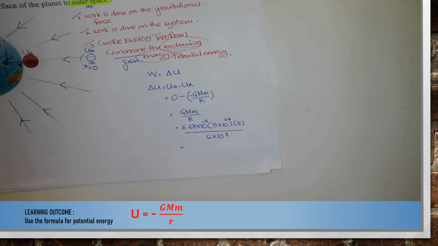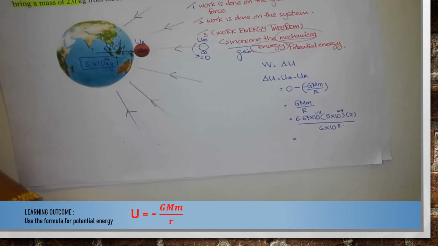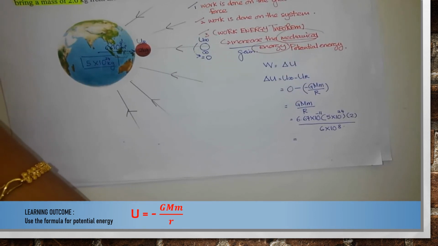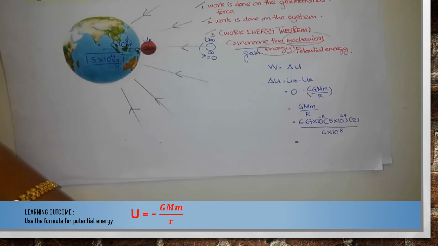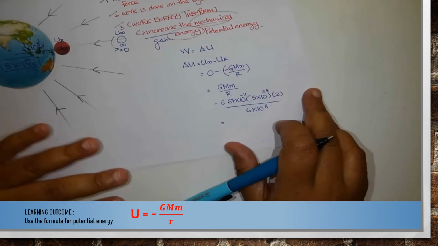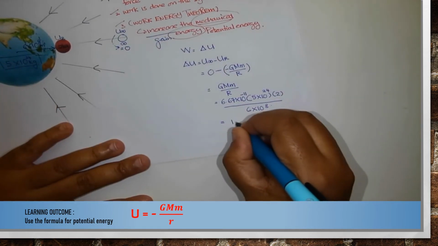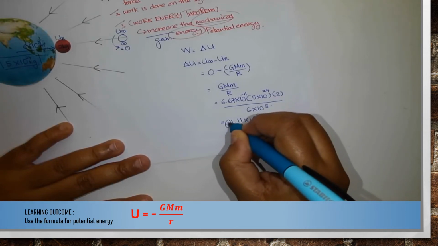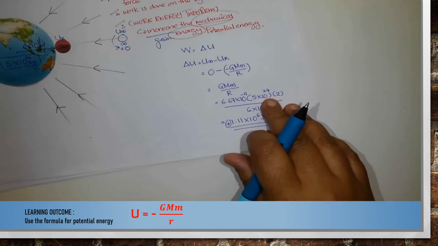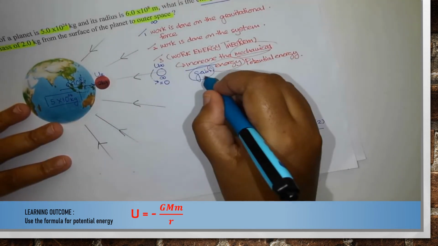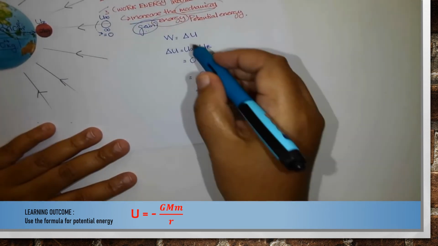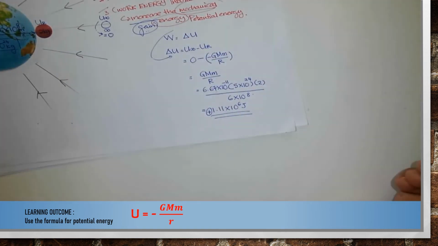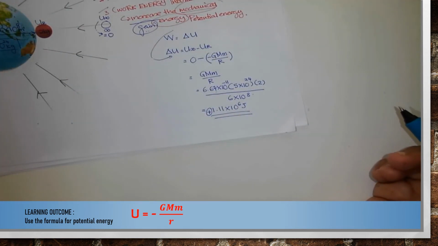So if you solve this, class, your answer you will get is around 1.11, I think 1.11 times 10 to the power of 6 joules. So your value is a positive value. Positive value shows there is a gain in the potential energy. It will show in your final answer.